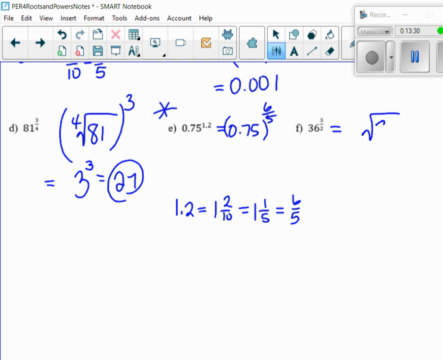This would be the square root of 36 to the power 3. So that would be 6 to the power 3, which hopefully everybody knows. 216. Very good. All right.